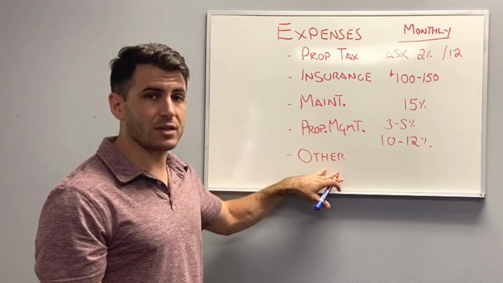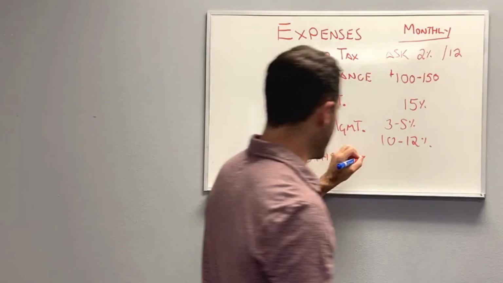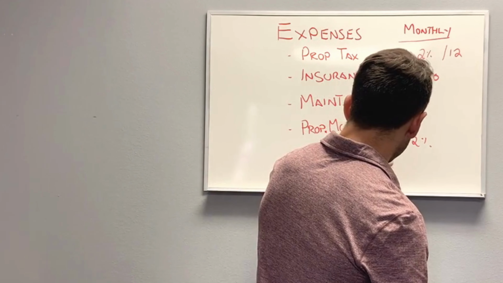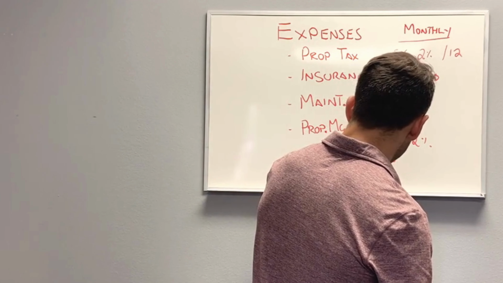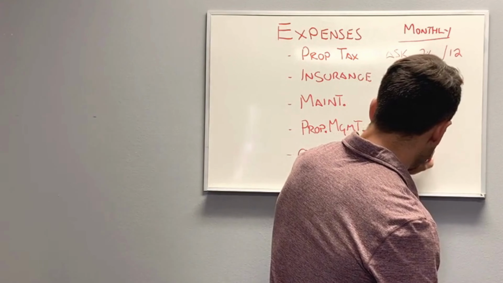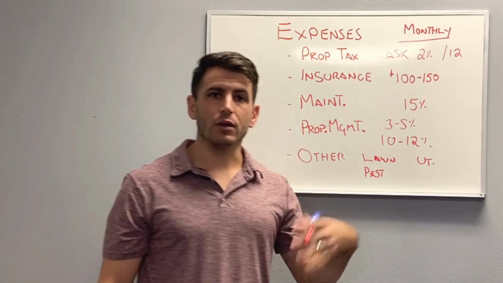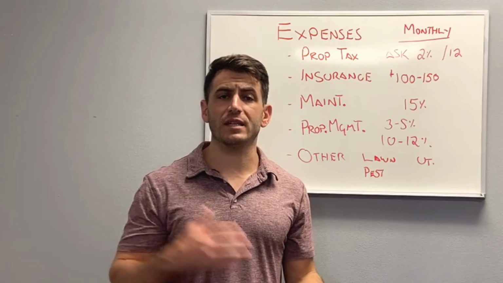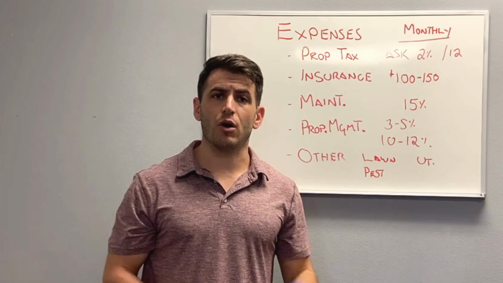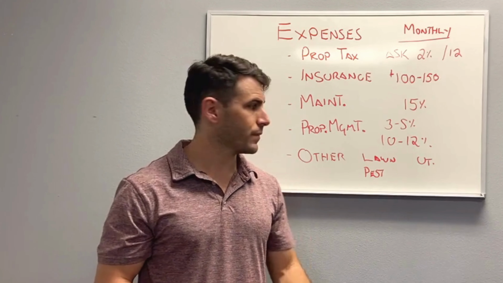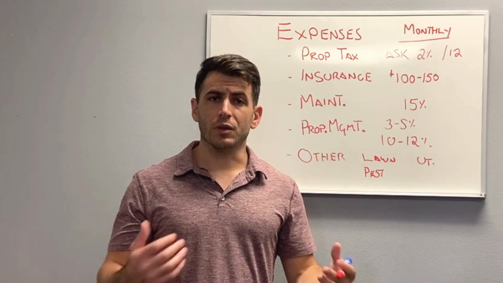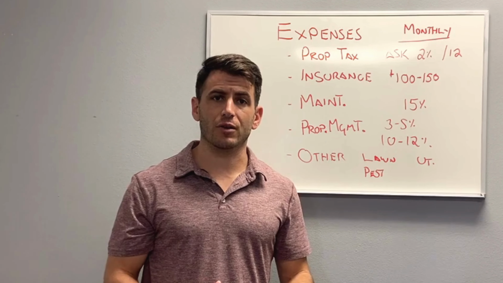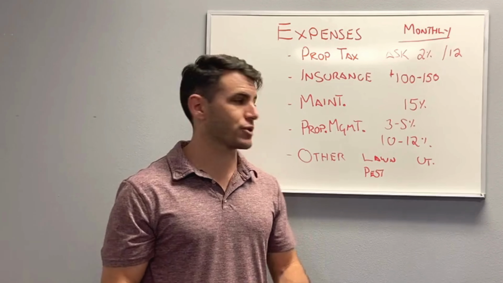So that leaves us with other. For me, other includes lawn care, pest control, utilities. Lawn care is going to cost you between $50 and $75 a cut, so let's call it $120 a month. Pest control, you want to keep the German cockroaches out of your units, so $25 a month should cover that.